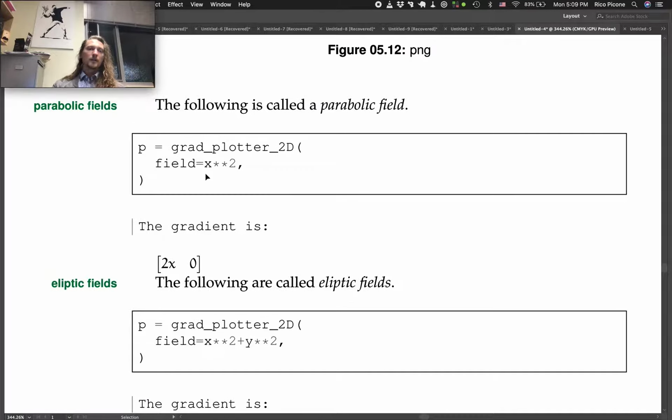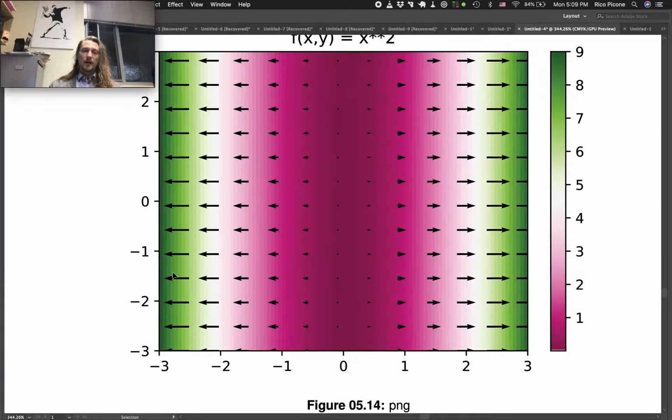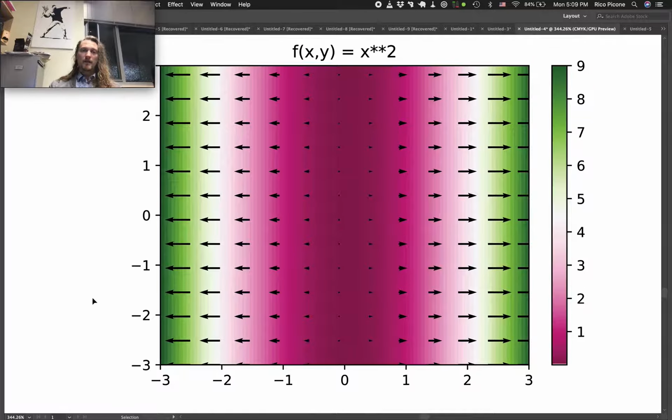The parabolic field, defined by x squared, is going to have a gradient that increases in x when we have positive x, and decreases and is negative, increases in magnitude, but in the opposite direction for negative x. So we're expecting these gradient arrows to be positive and negative, and they should grow as you go further and further away from the origin. And if we look at that plot, that's exactly what we've got.